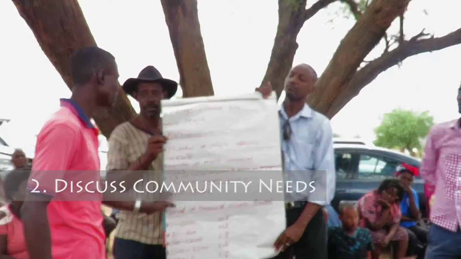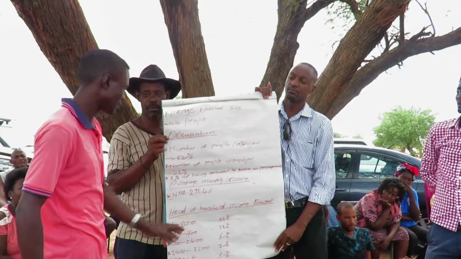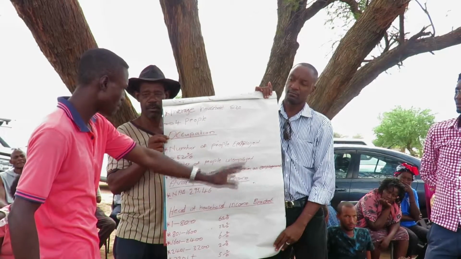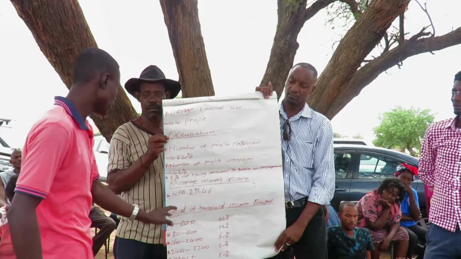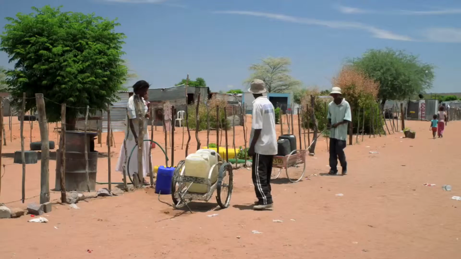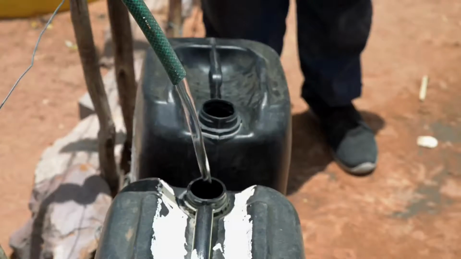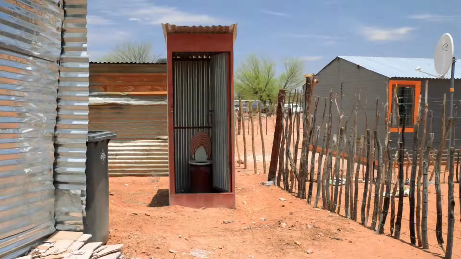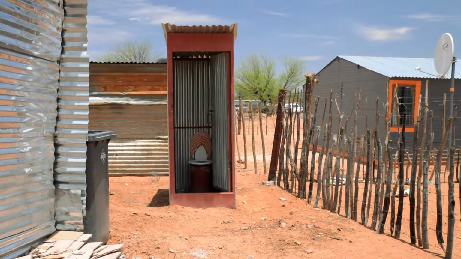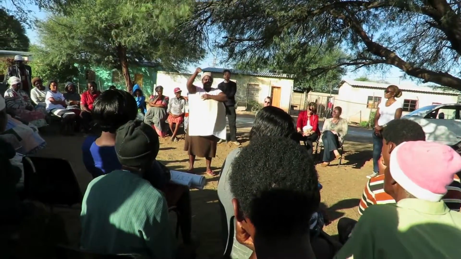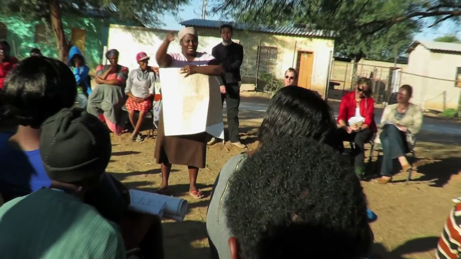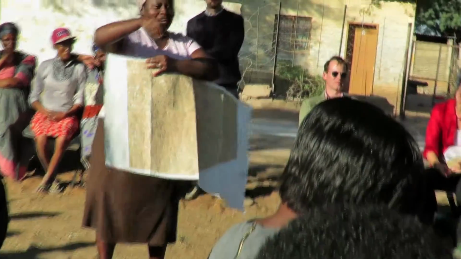Discuss community needs. In meetings with stakeholders, the community members presented and discussed their findings and priorities. In the case of Freedom Square, the community identified access to water as the first priority, followed by the need for toilet facilities. For this discussion, it is best to create a platform at which the community can share insights and interact comfortably. This doesn't have to be complicated. In our case, we met under a tree.